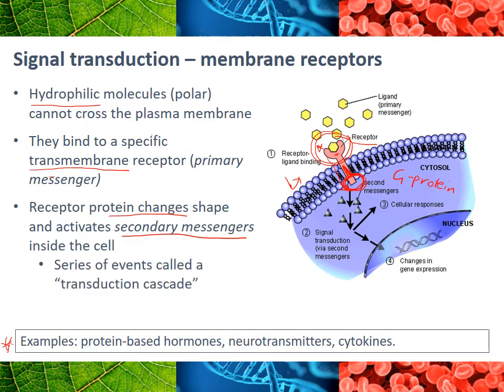And then this kind of series of events that happens is called a transduction cascade. Now, if you think of a waterfall that cascades, you've got lots of things moving, it's kind of based on that, because we had our first messenger up here, our initial signal, activated these messengers inside, and then they will go on to activate other messengers. So it's kind of like a chain, and it's worth having that word cascade written down because it does come up a little bit.